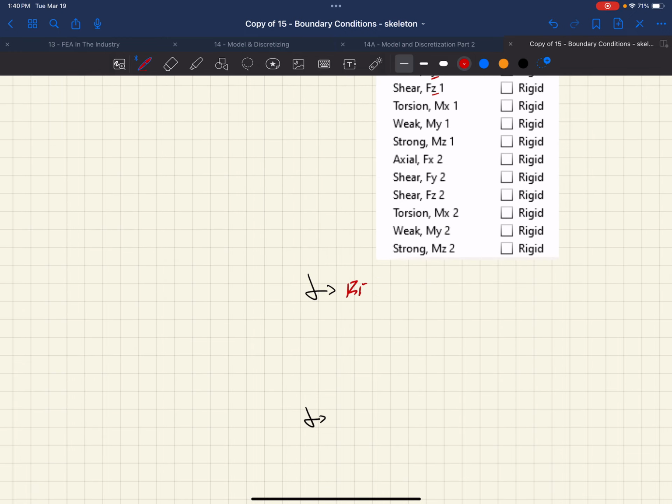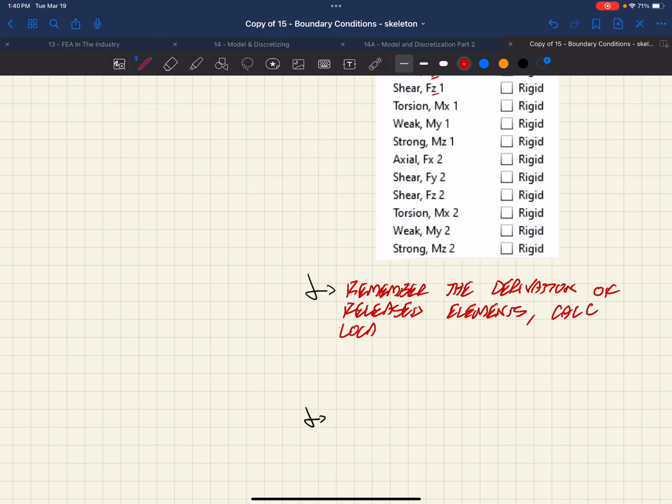Remember the derivation of released elements, right? We calculate a local released equivalent stiffness matrix, then we'll assemble.